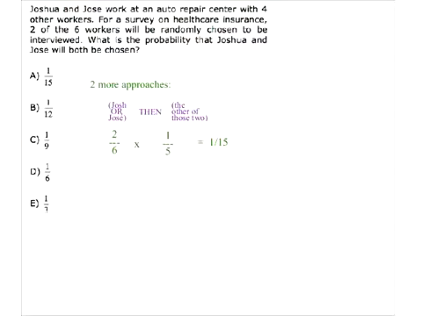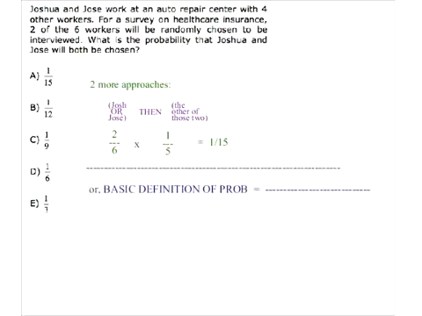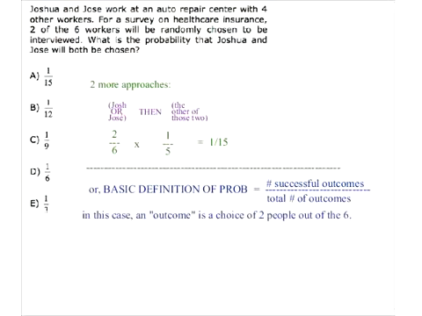Another way that you can do this problem is to just use the old list and count method. The basic definition of probability is number of successful outcomes out of number of total outcomes. In this case, an outcome is a choice of 2 people out of the 6. So there's only one successful outcome, namely, you pick Joshua and Jose.